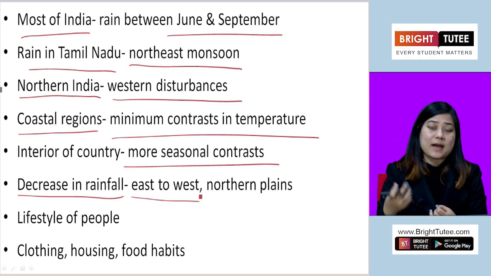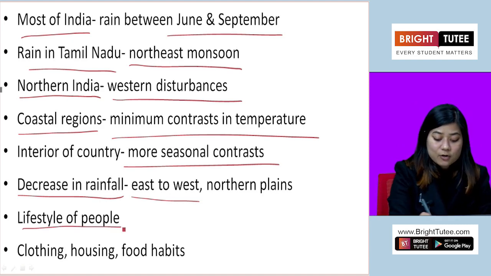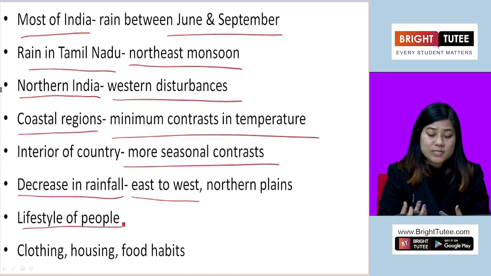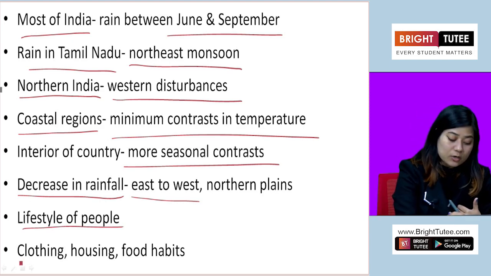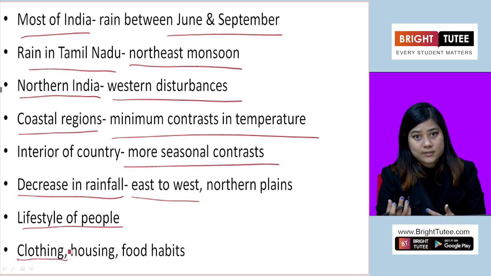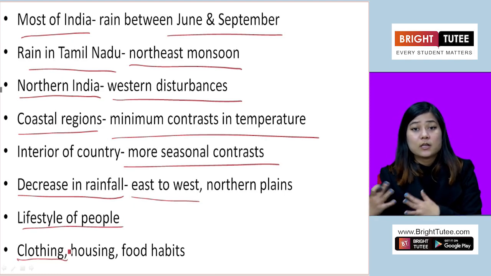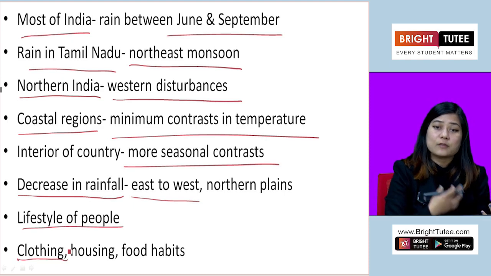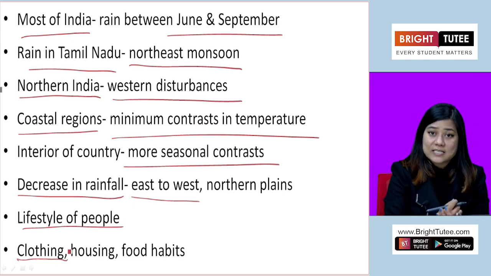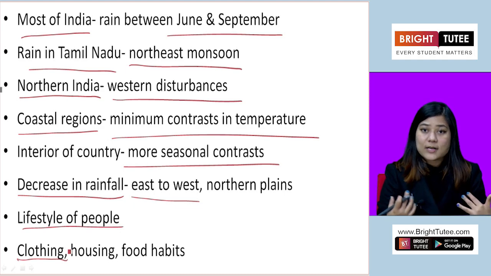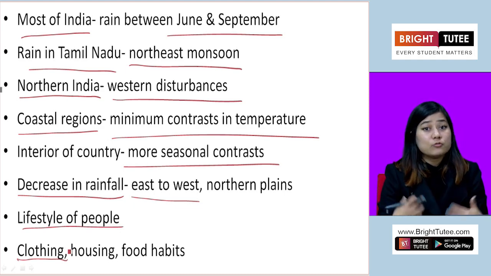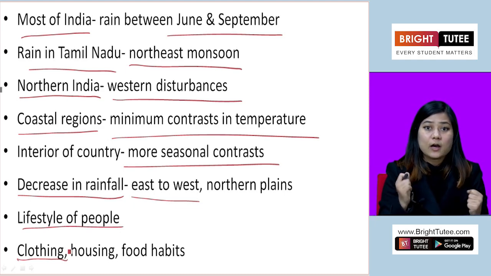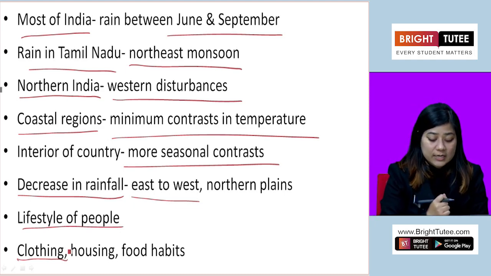Now, because of these seasonal changes and this topographical diversity and how it impacts the climate, the lifestyle of people is also influenced. How is it influenced? People have different clothing styles. People in the east will wear cotton. People in Rajasthan, where they receive scanty rainfall and it's very hot, will wear loose clothing. But in the Himalayas, people will wear very thick, warm clothing.